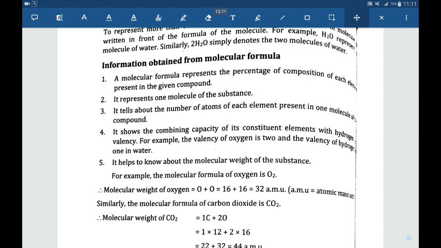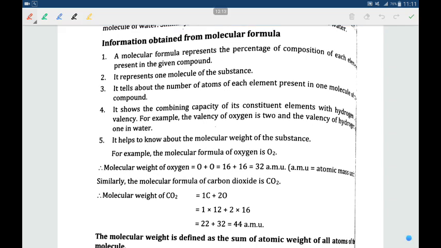Dear students, are you paying attention? You must. Now what to discuss? Information obtained from a molecule. What is the first one? The first information is that a molecular formula represents the percentage composition of elements present in the given compound. The formula shows how much percentage of each element is present in it.